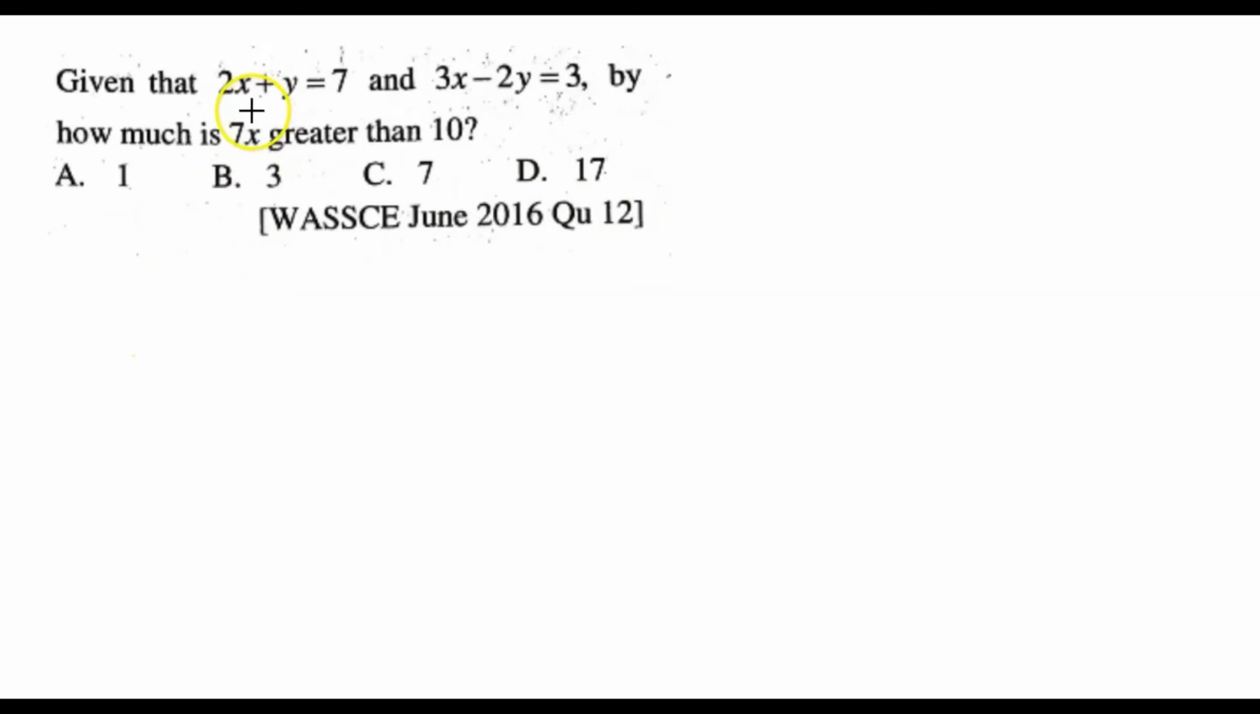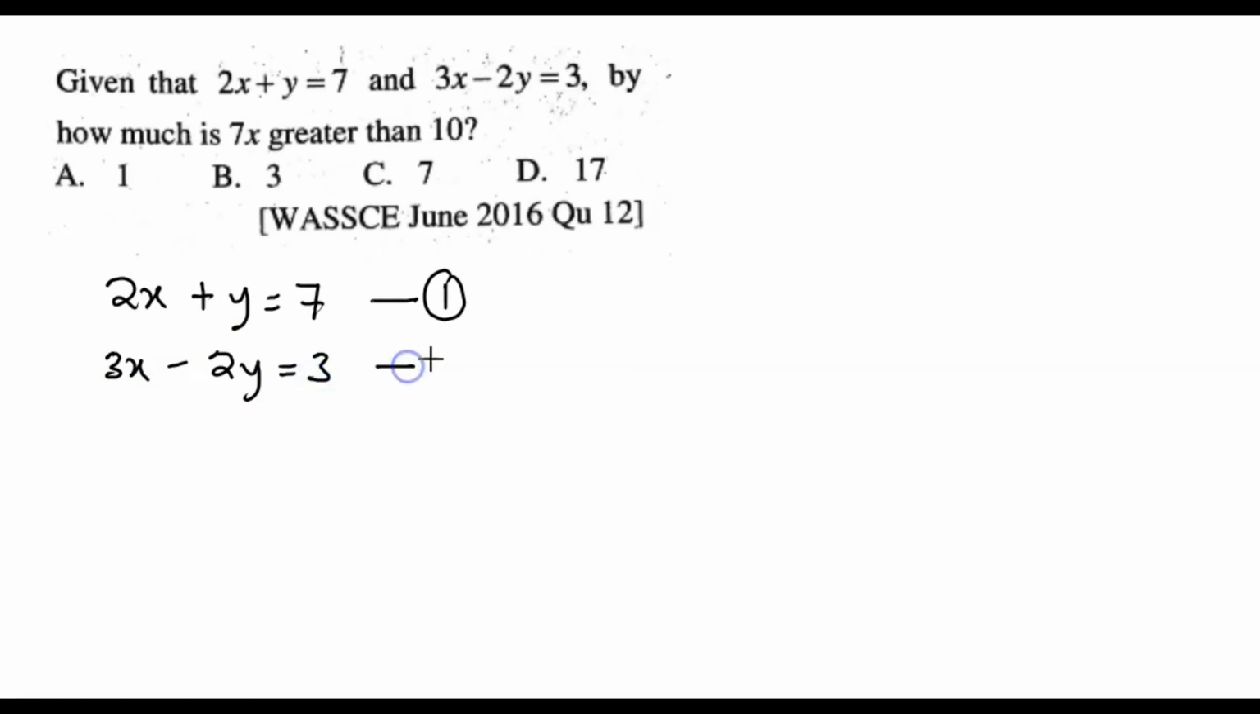In solving that, we need to solve the two equations simultaneously. So having 2x plus y equal to 7, we can label it as equation 1. And having 3x minus 2y equal to 3, that should be our equation 2. As I said, you have to use a method that will make it simpler for you to finish within the shortest possible time. So we can still use the substitution approach.